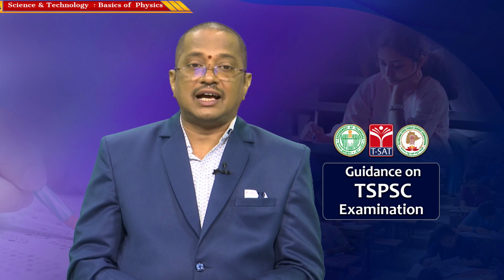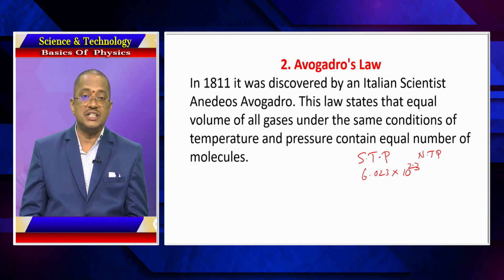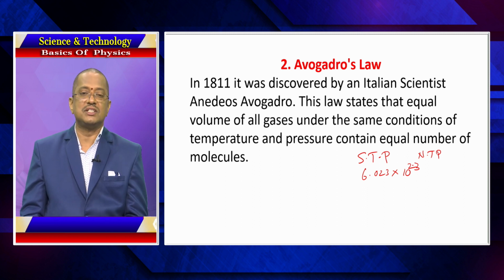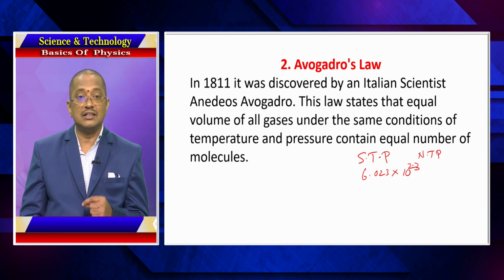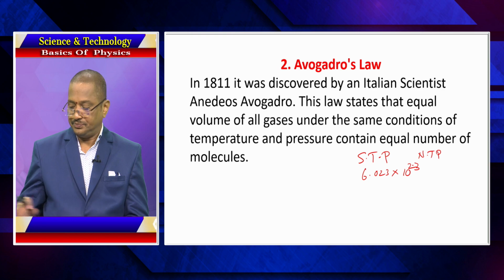According to Avogadro law, equal volumes of all gases under the same conditions of temperature and pressure, that is, at STP, contain the same number of molecules. So 1 mole of gas contains 6.023 into 10 power 23 molecules. So all gases of equal volume have an equal number of molecules. This is called Avogadro law.